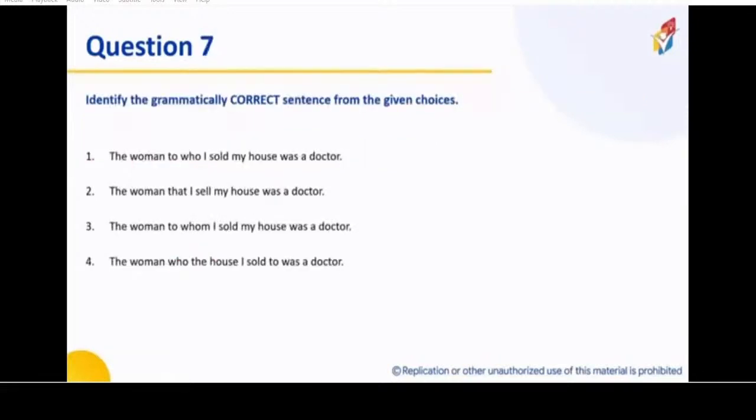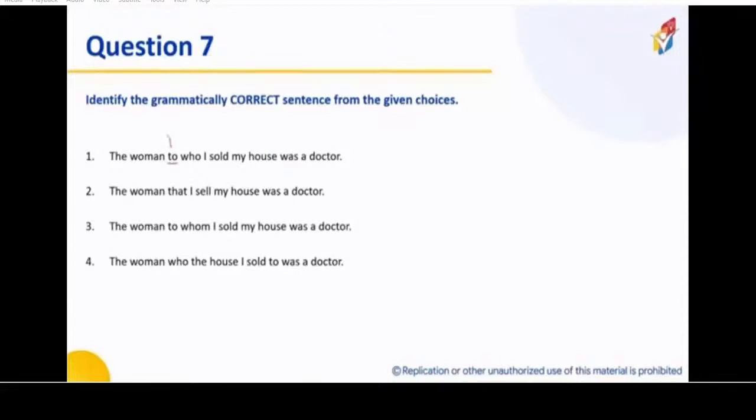Let's look at the 7th question. The woman to who I sold my house was a doctor. So you have to identify the grammatically correct one from the list here. The woman to who I sold my house was a doctor. The woman that I sell my house was a doctor. The woman to whom I sold my house was a doctor. The woman who the house I sold to was a doctor. Now look at all of these. If you are a pretty fluent speaker in English, it shouldn't be very difficult for you to identify the answer. But let's look at the rules and grammar as well.